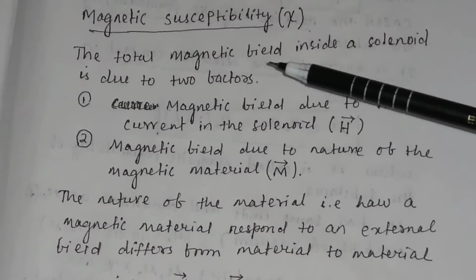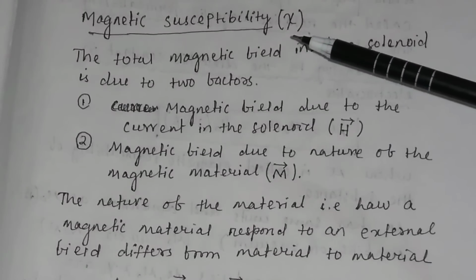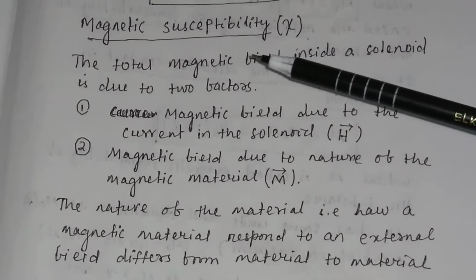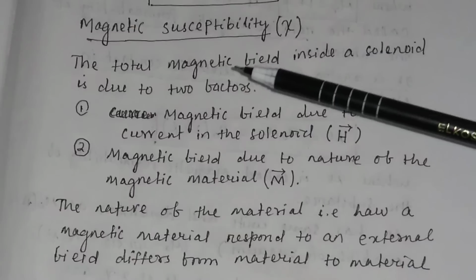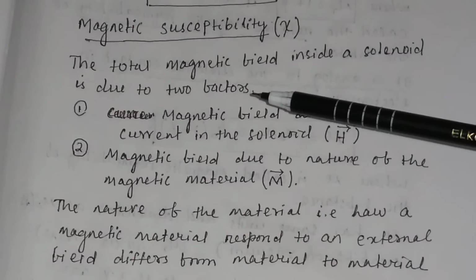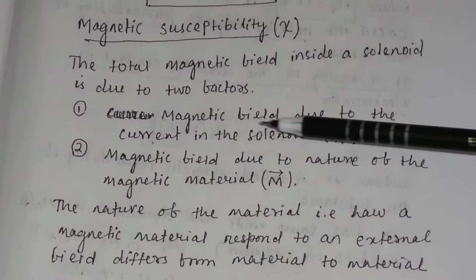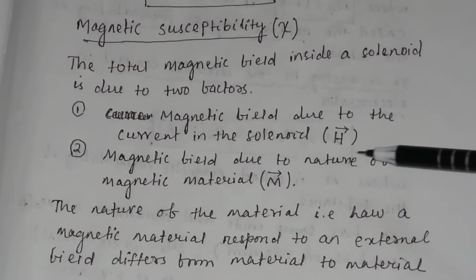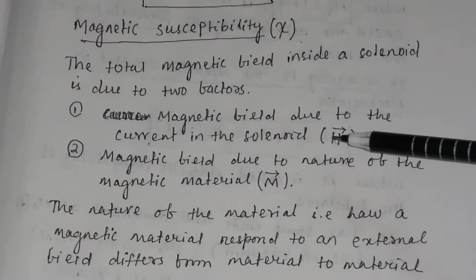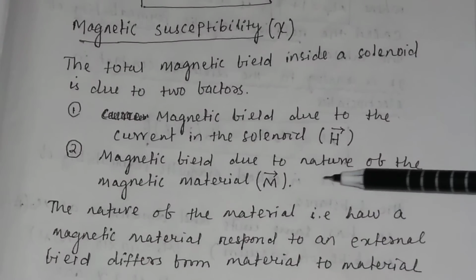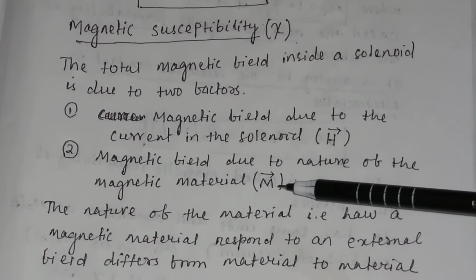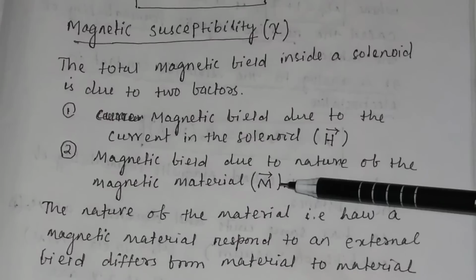Now let us define what is magnetic susceptibility. Magnetic susceptibility is represented by Chi. The total magnetic field inside a solenoid is due to two factors. Number one, magnetic field due to the current in the solenoid, which is generally represented by H, and the magnetic field due to the nature of the magnetic material, which is generally denoted by M, that is the magnetization.